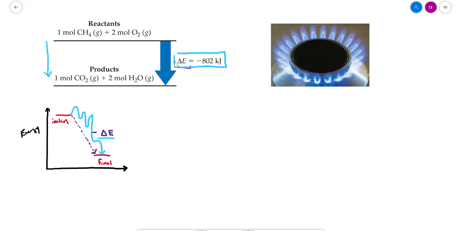And the overall change tells us the difference between the reactants and the products. We call this delta E a state function because the overall change in the energy of this chemical system only depends on the initial state and the final state, and not at all on the path that it took to obtain those two states.